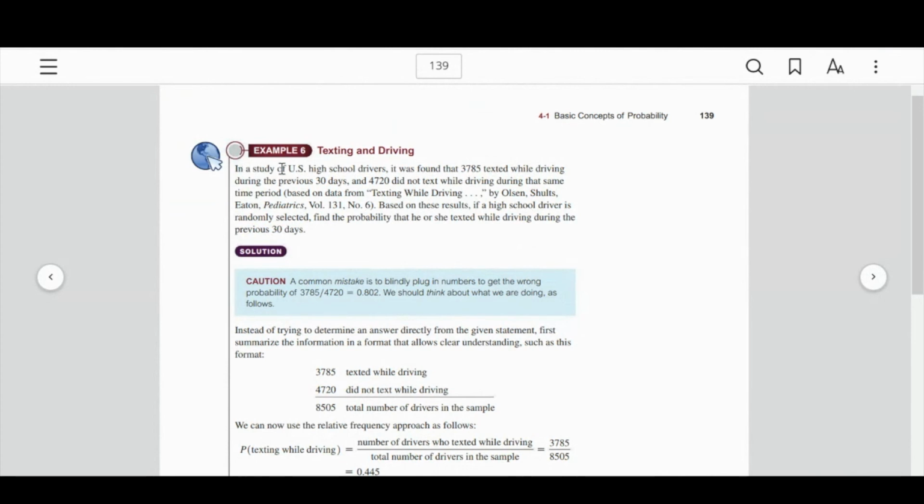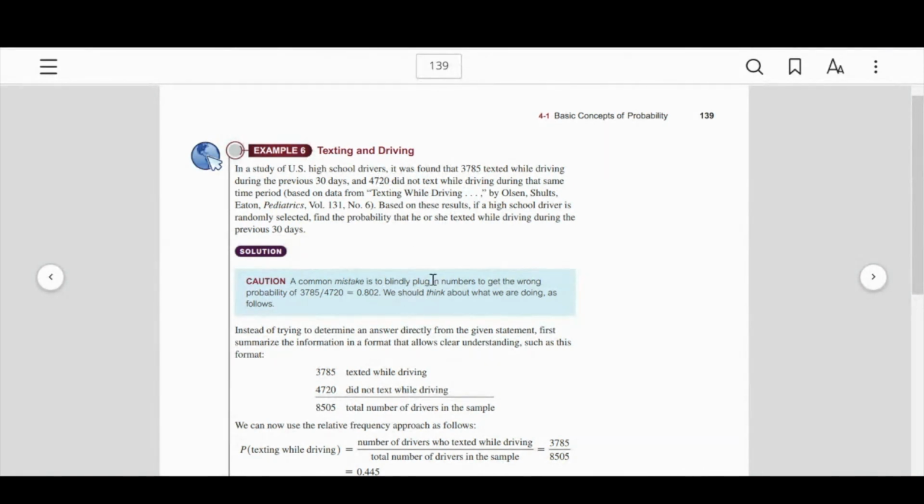Let's read this. In a study of U.S. high school drivers, it was found that 3,785 texted while driving during the previous 30 days, and 4,720 did not text. Based on these results, if a high school driver is randomly selected, find the probability that he or she texted. And we think, oh, I know how to do this. You say, how many ways can texting happen, and how many ways can anything happen? So 3785 divided by 4720. Whoa, that's a big number. That's higher than I thought. Yeah, it's higher than you thought because you did it wrong.